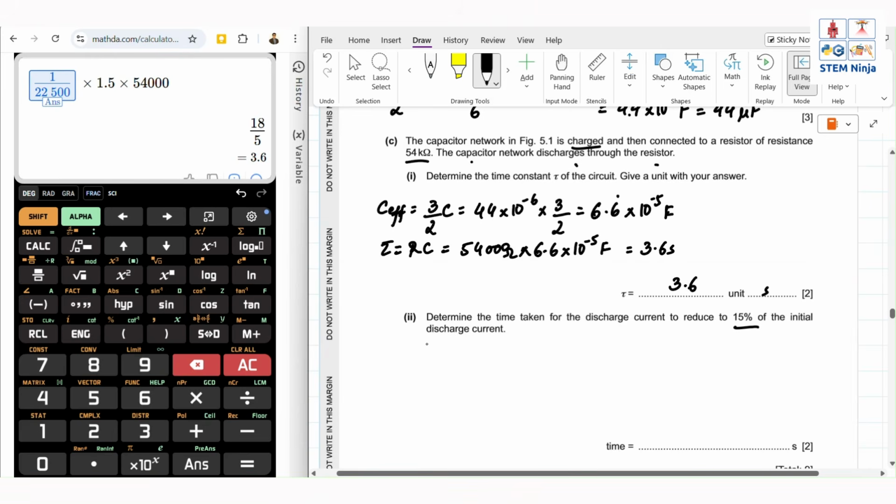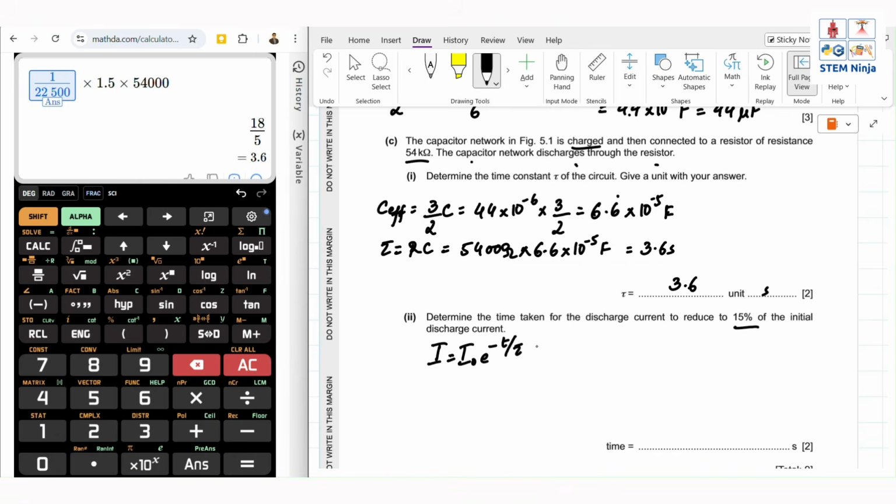So we need the discharge cycle equation. So I is equal to I naught e raised to power minus t over tau. So 15% means that I over I naught would be 0.15. So 0.15 would be e raised to power minus t over tau. So when we do the ln on both sides, we will have ln 0.15 equals minus t over tau.